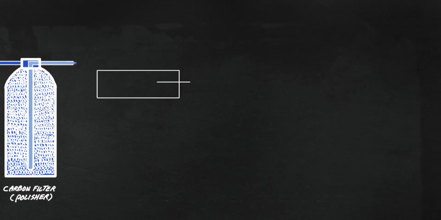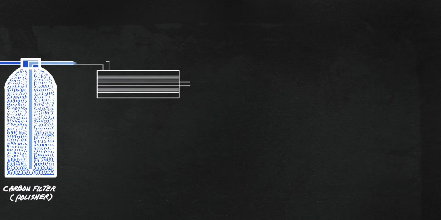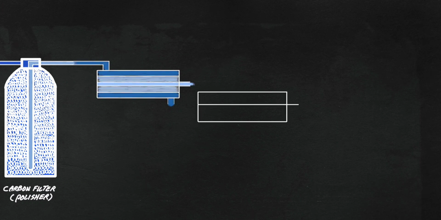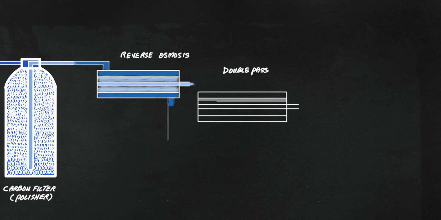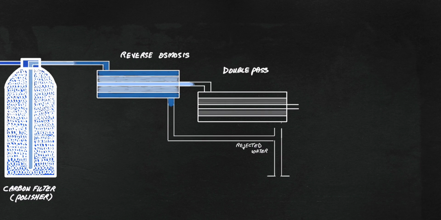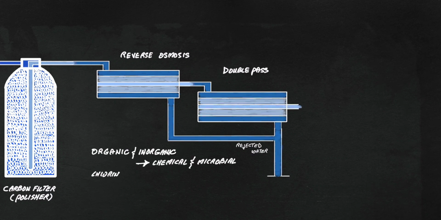Next step is purification. The most common method is reverse osmosis, which has its own high-pressure pump and semi-permeable membrane to purify water. This is an example of a double-pass system, where the water goes through the membrane twice. The water is forced to flow across and through the membrane, which does not allow the passage of dissolved inorganic compounds such as metal ions, salts, and chemicals, and organic material such as bacteria, viruses, and endotoxins.